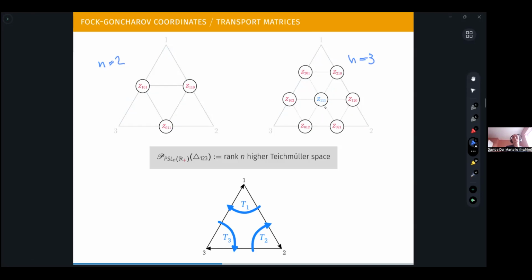Okay, so yeah, by restricting these variables to strictly positive reals, we get the definition of the rank n higher Teichmüller space, at least for the case of the triangle. The reason I restrict the values is the moduli space perspective. This is called the positive type. It cuts out the big, huge connected component of the moduli space you want to work with. And this is called the rank n higher Teichmüller space.